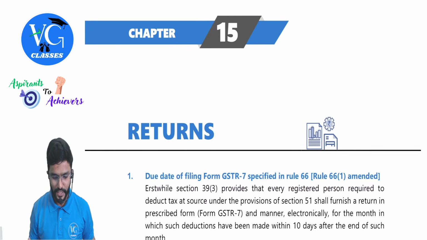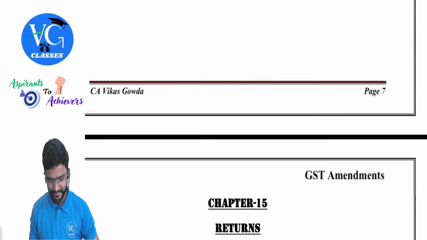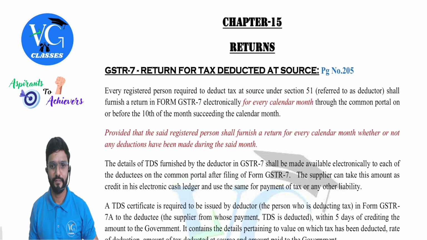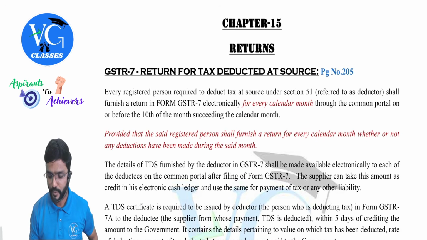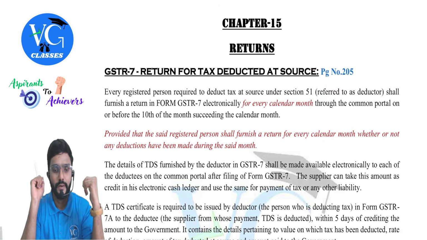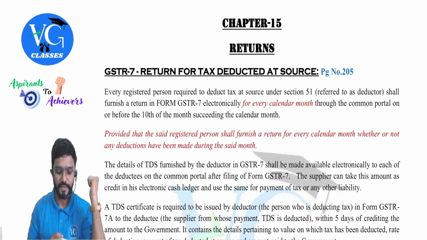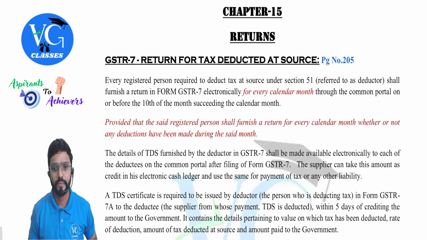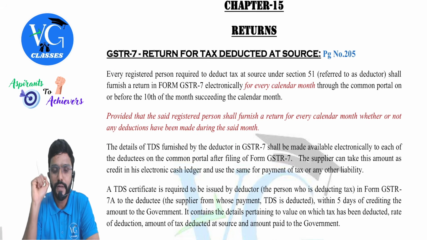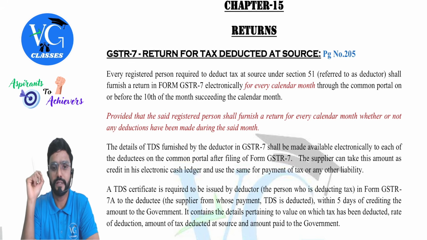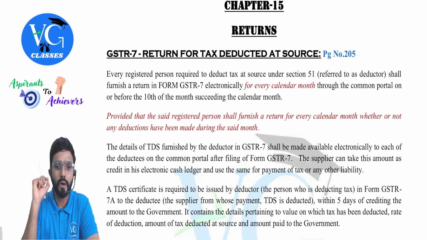Last chapter, guys. Chapter 15. What is the change? Come to page number 205, where GST 7 is covered. Last chapter, returns. Yes, so what is it? Let me read it, guys. There is a small amendment here. Every registered person required to deduct tax at source under section 51, that is the deductor, shall furnish a return in form GST 7 electronically for every calendar month through the common portal on or before the 10th of the month succeeding the calendar month.